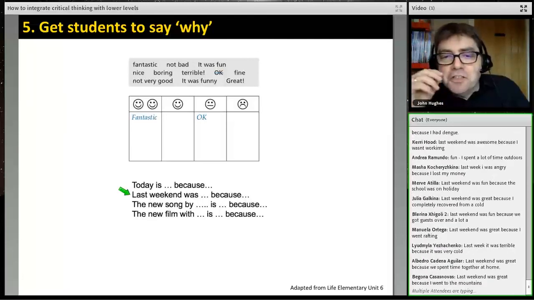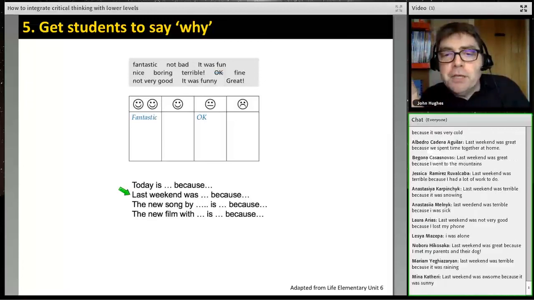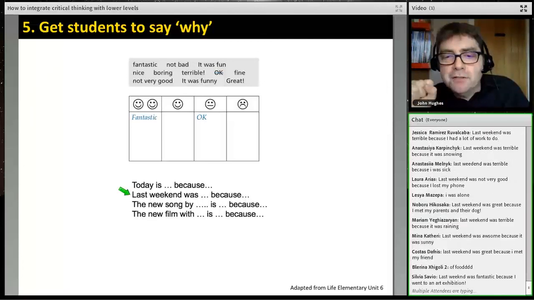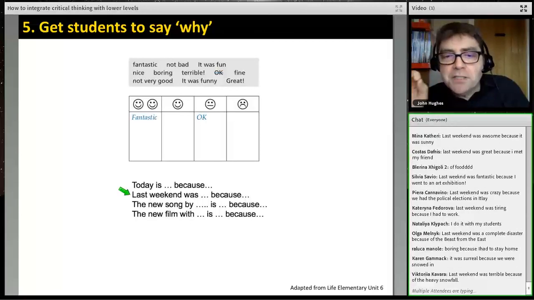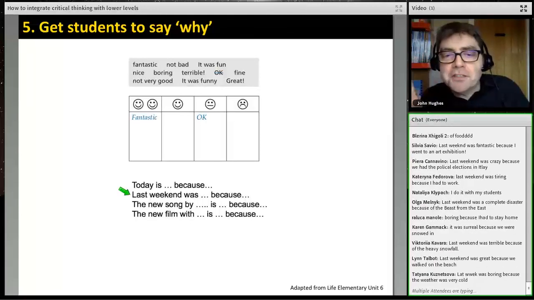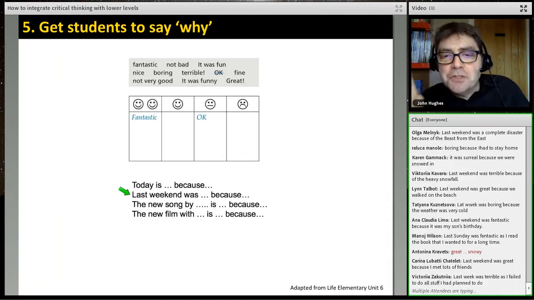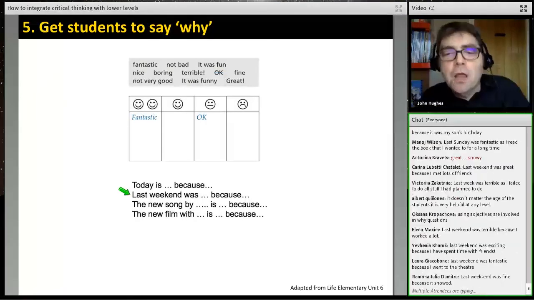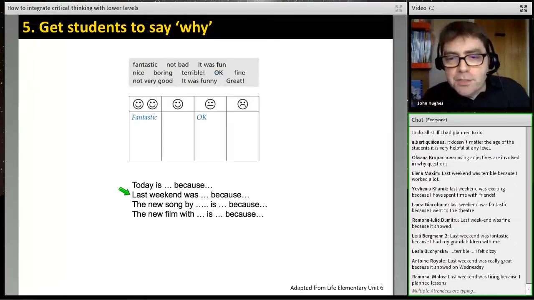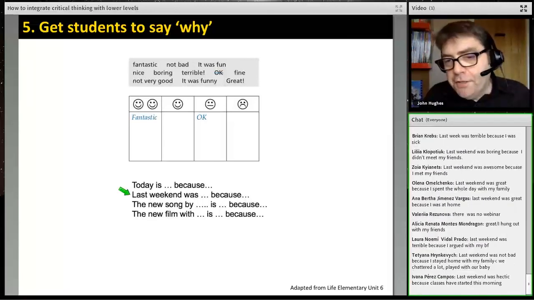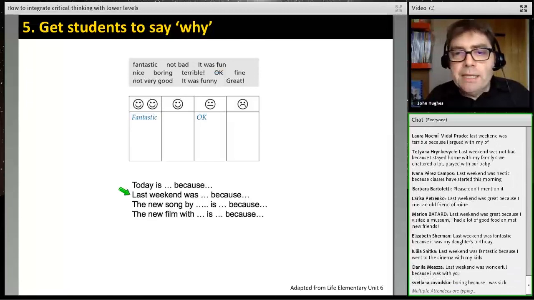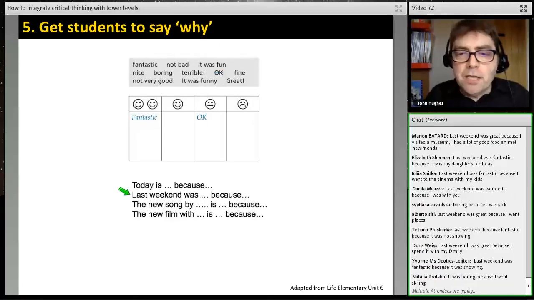And lots of things are rushing by. Somebody had a great weekend because they went whitewater river rafting. It was fantastic because we had political elections in Italy. I bet it was a very exciting weekend, actually. It was surreal because of the heavy snowfall, and so on and so on. So we've got lots of different ideas on the weekend, so there's an element of personalization there.